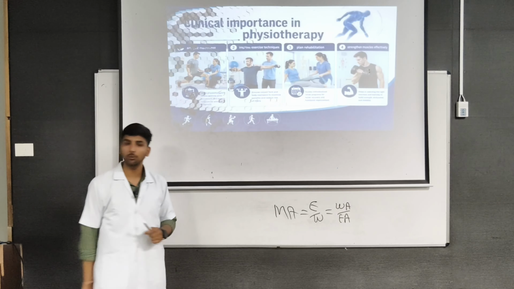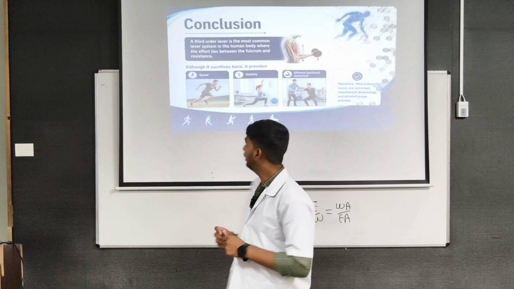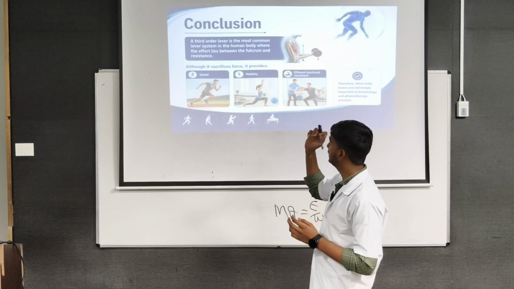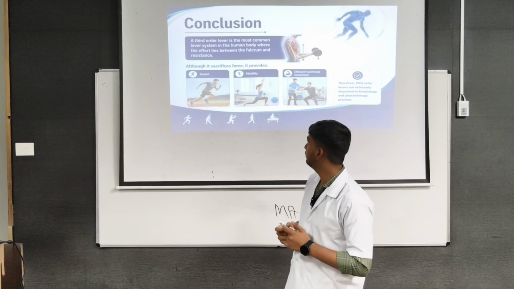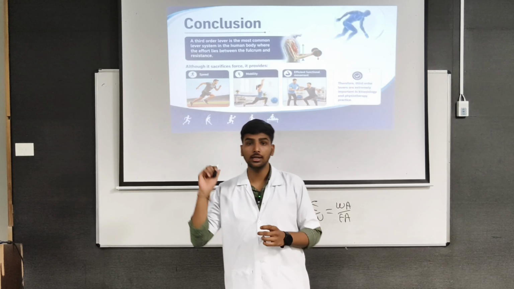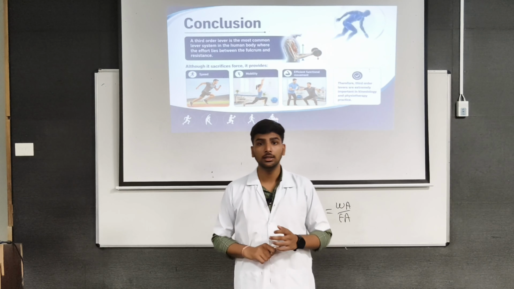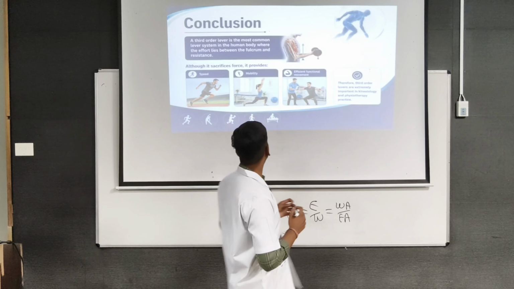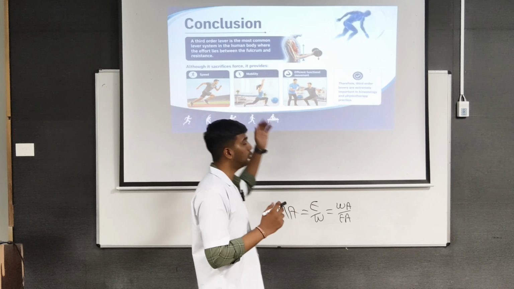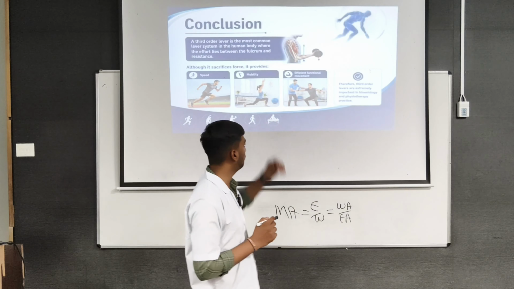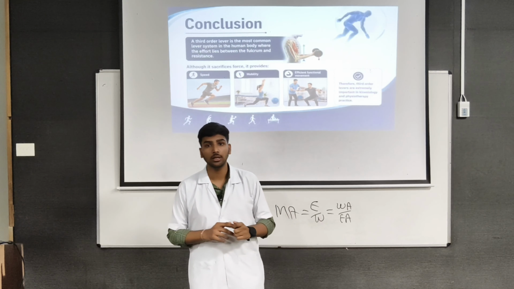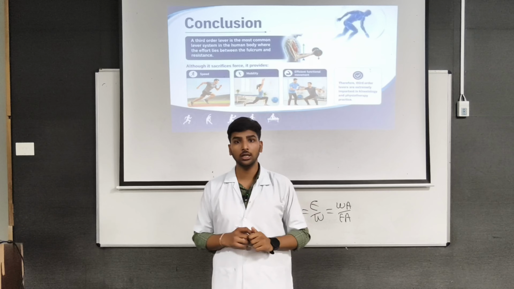So at the end, I would just like to conclude that third order lever is also known as the lever of velocity, and it is a lever system in the human body where the effort lies between the fulcrum and resistance, and we have seen the classic example of third order lever, that is the bicep curl, and it sacrifices force and provides speed, mobility and efficient functional movement. And lastly, the third order levers are extremely important in kinesiology and physiotherapy rehabilitation.